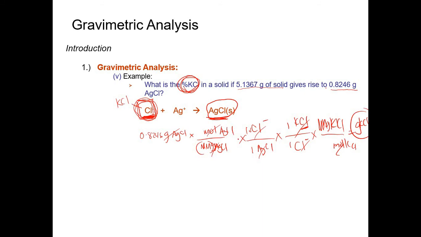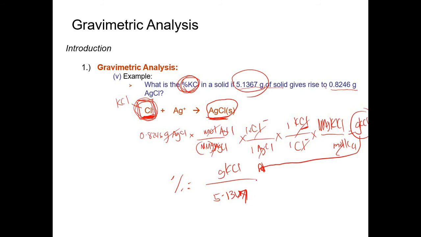After solving for the grams KCl, you can now find the percent KCl, which is the grams KCl, kini nga grams KCl, this one, divided by the mass of sample. Kay percent KCl in sample in the solid man. So, divided by the mass of solid, times 100 because it's percent. And then you get here the percent KCl.